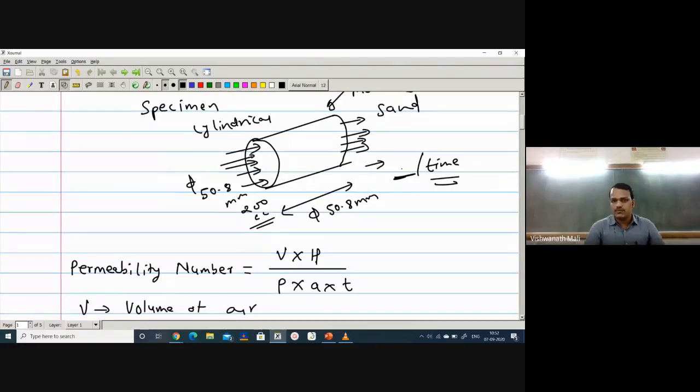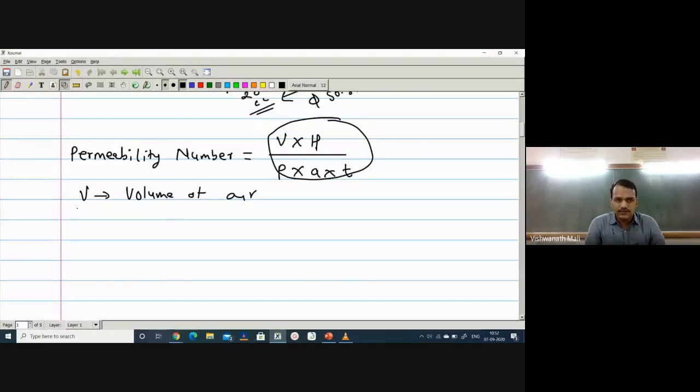With the help of this formula, we will get that permeability number. The simple thing is that we allow air to pass through the specimen, and at another location we see how much air has passed in a particular time. Depending on that, we decide the permeability number. To calculate it, we have the formula V into H upon P into A into T. So what is V? Volume of air, which is passed through this specimen.